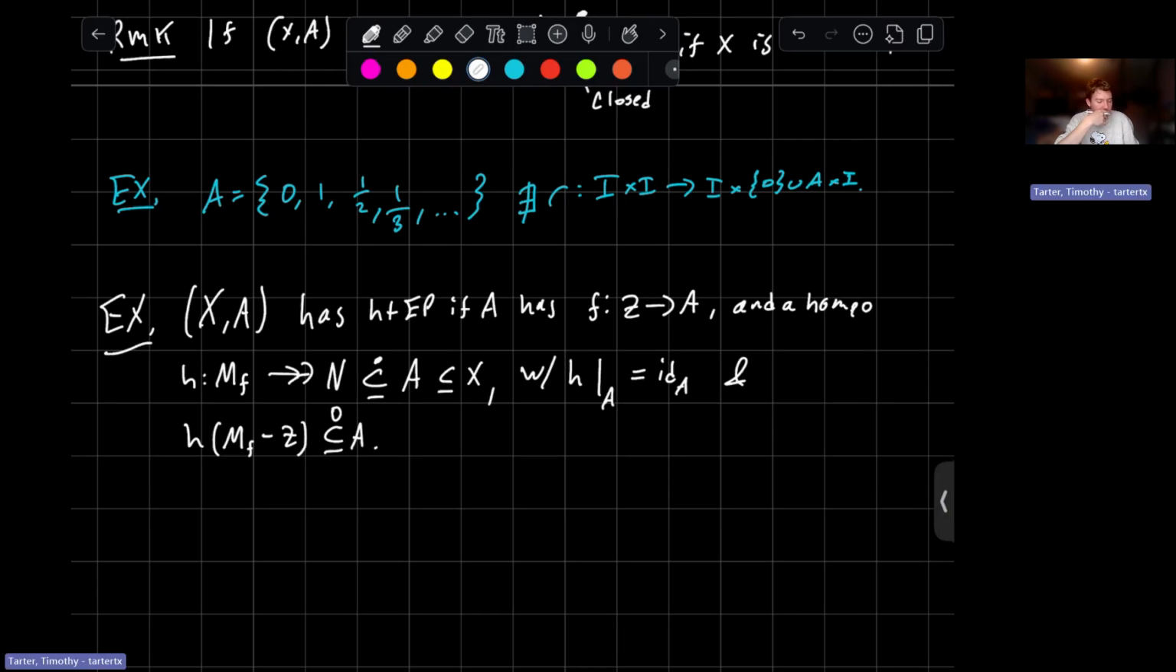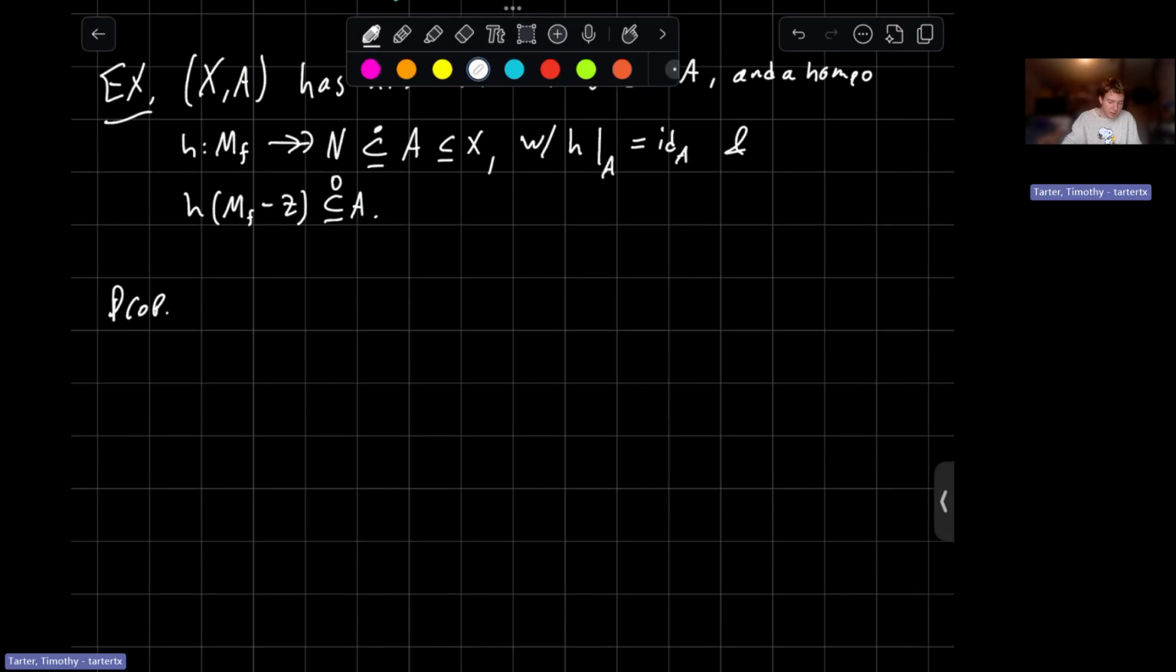Mapping cylinder neighborhoods like this occur more frequently than one might think. For example, the thick letters discussed at the very beginning of the chapter provide such neighborhoods of the thin letters regarded as subspaces of the plane. Interesting.